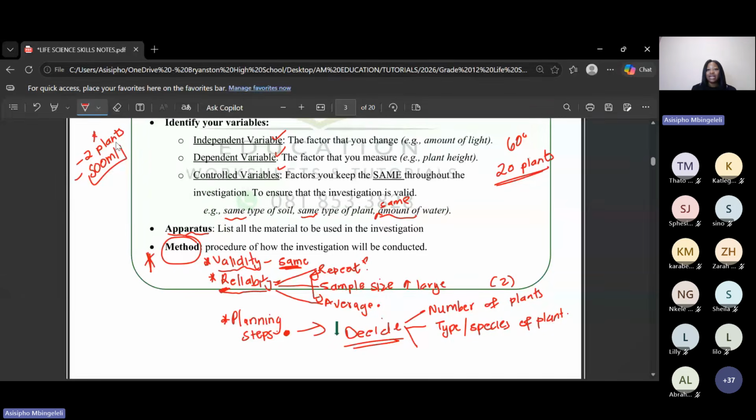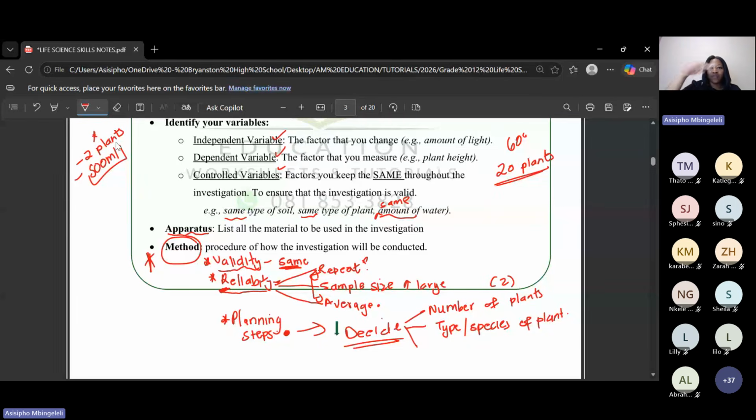The key word in planning steps is decide, decide, decide, decide, decide. Right? So decide on the amount of water. Now, you are not collecting this from the atmosphere. You are taking it from the investigation that you would have been given. Don't you think you need to decide on how you're going to record the results?